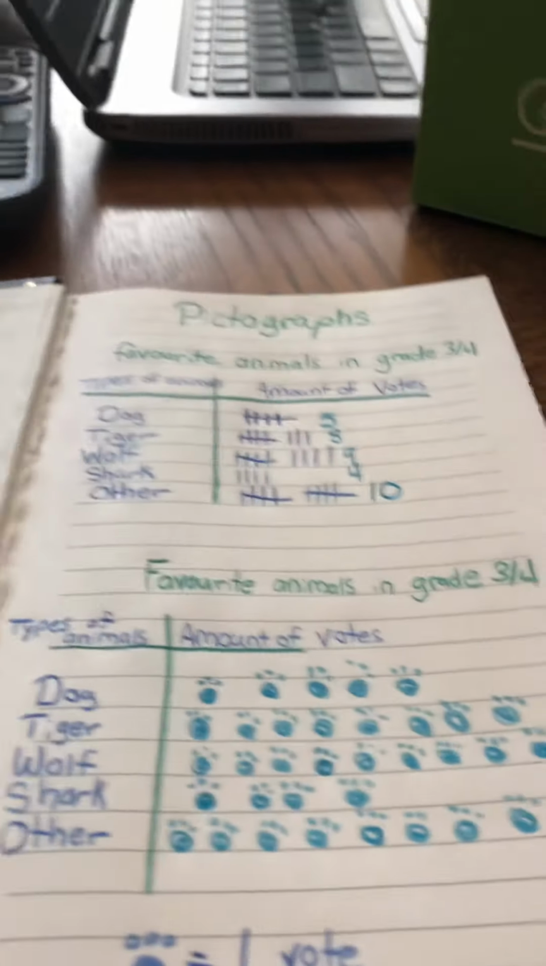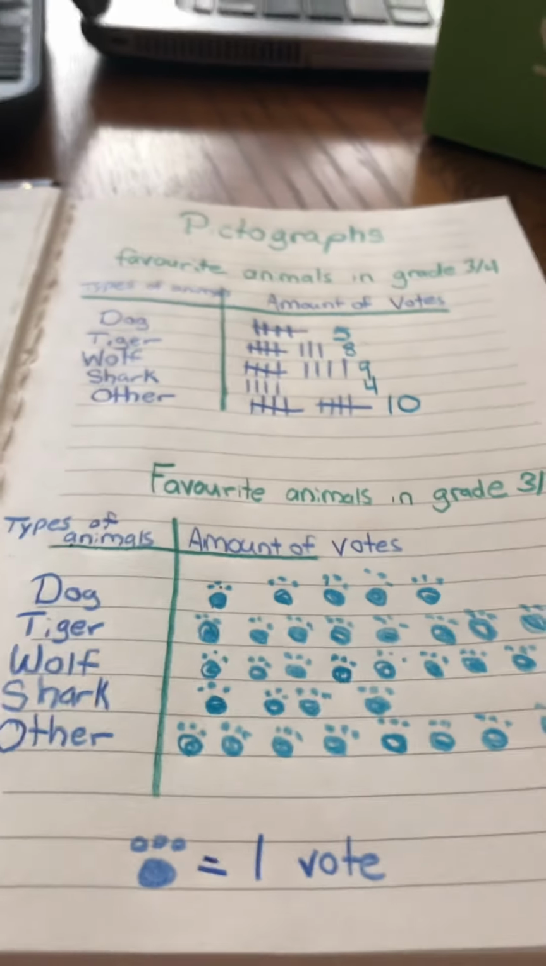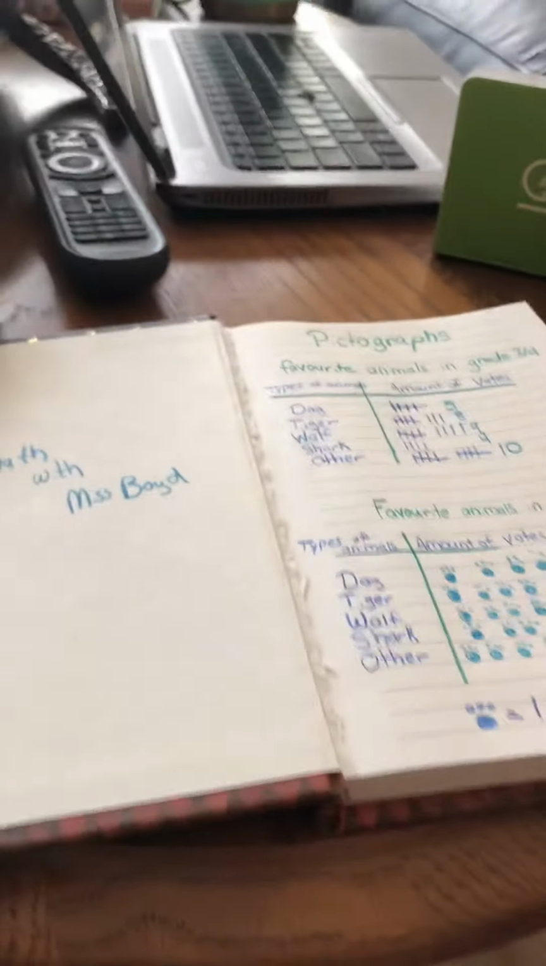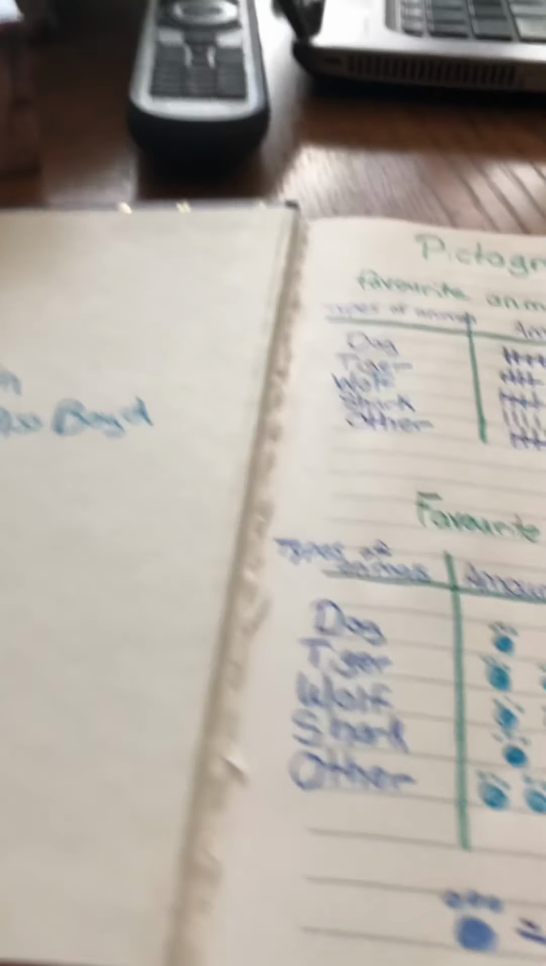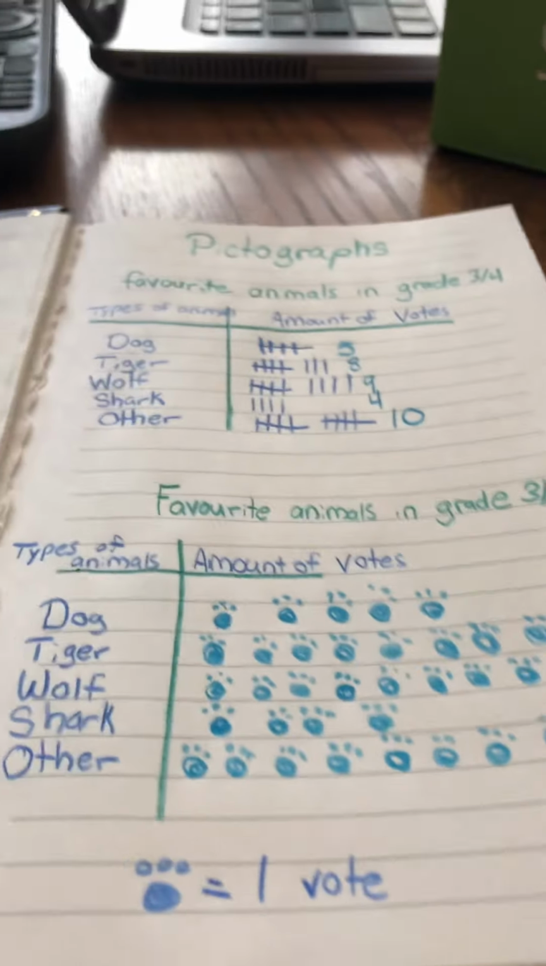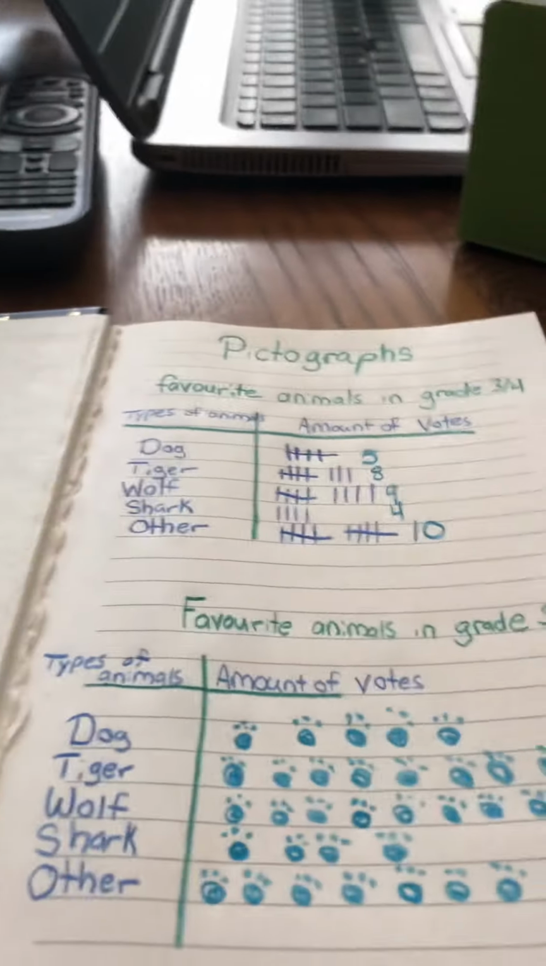So you're probably wondering, there must be an easier way to do this, Miss Boyd. I don't want to have to draw out all of those prints or whatever you choose to depict your vote. Maybe you like to draw happy faces, maybe a circle, maybe a square. It's your choice what you choose for your picture, but that took a while.